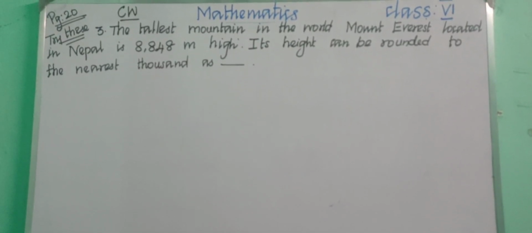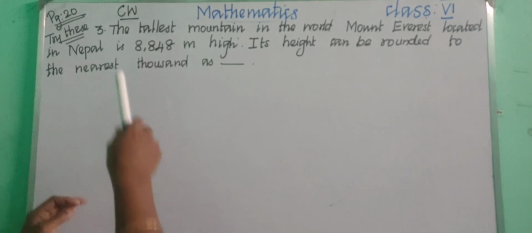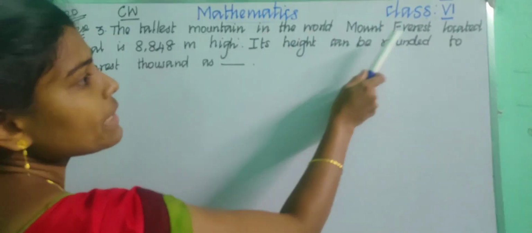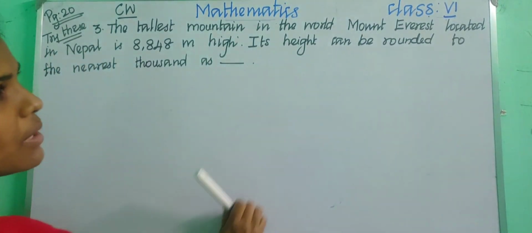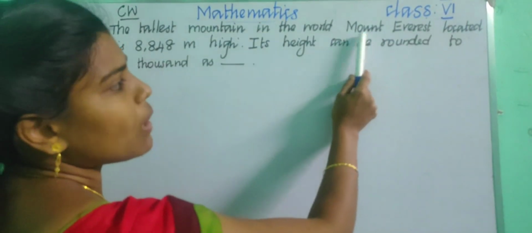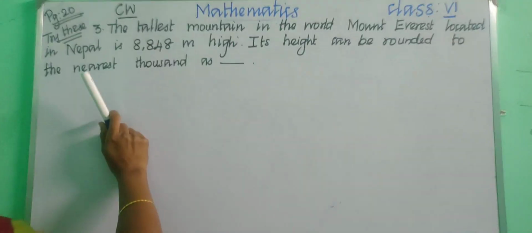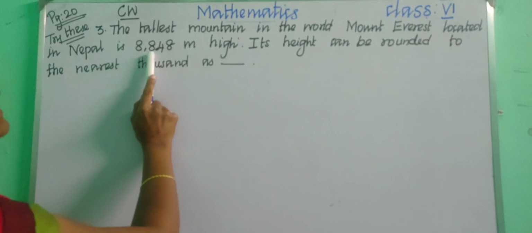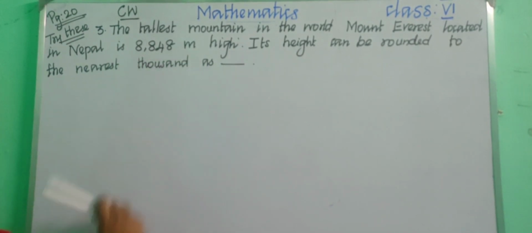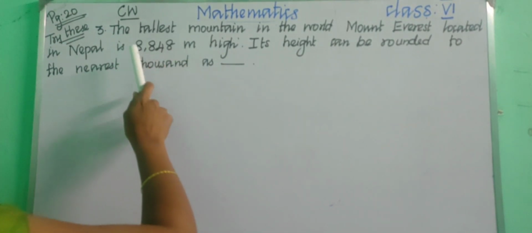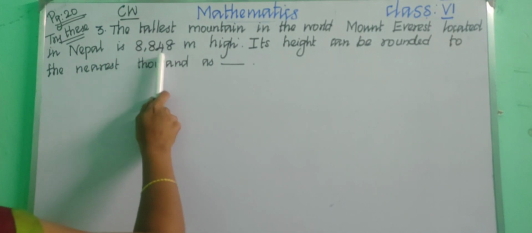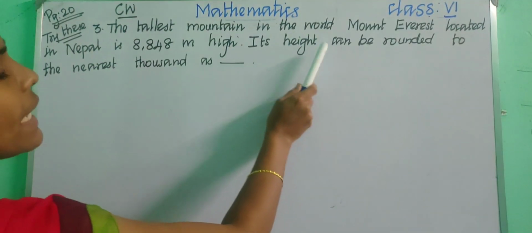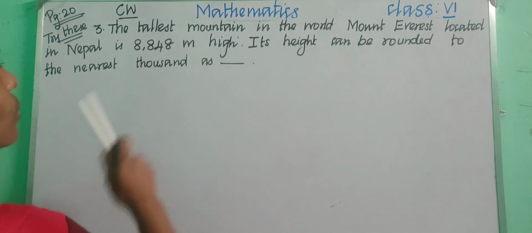Okay, children, so have you all written this question in your classwork notebook? Let us read this question. The tallest mountain in the world, Mount Everest. Which is the tallest mountain? Mount Everest, right? So, Mount Everest located in Nepal is 8,848 meter high. Its height was given. Its height can be rounded off to the nearest 1,000.